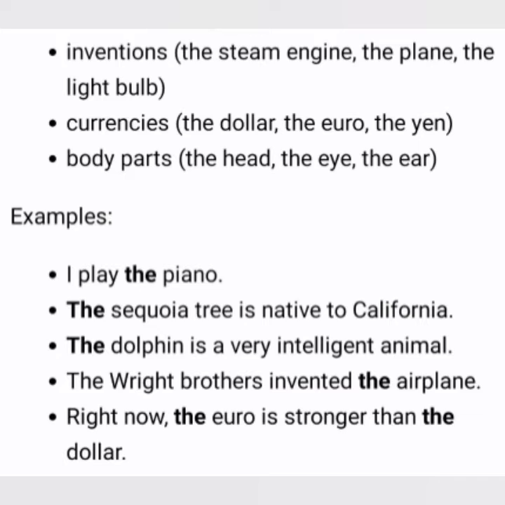Examples: I play the piano. The sequoia tree is native to California. The dolphin is a very intelligent animal. The Wright brothers invented the airplane. Right now, the euro is stronger than the dollar.